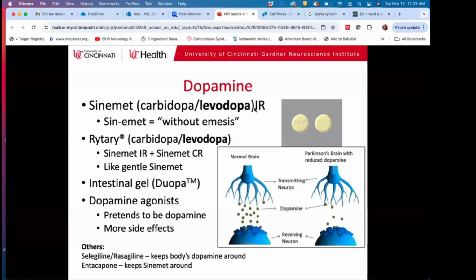I give it to people who don't tolerate regular Sinemet. We've got the intestinal gel. We've got a couple of new pills. We've got a brand new treatment out that goes into the skin. That's an infusion into the skin to make it last longer. Dopamine agonist. So we've got a whole list of medications. That could be a talk in and of itself, but if people are interested, I can go into more detail.